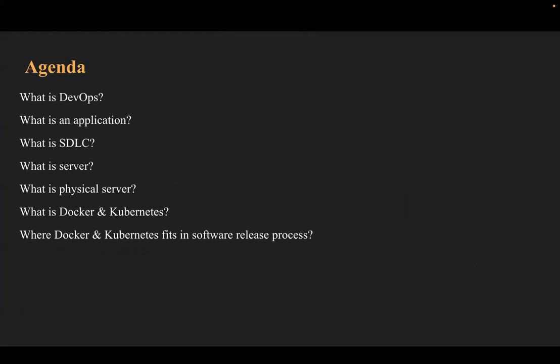So what is DevOps? What is an application actually? What is SDLC? Like what is a server? What is a physical server? What is Docker and Kubernetes? Where do Docker and Kubernetes fit in the release process? Please bear with me, because for some people this might be very basic, but I need to start from basics. I need to keep in mind everyone in the class, and I need to explain, right? So that's the thing.